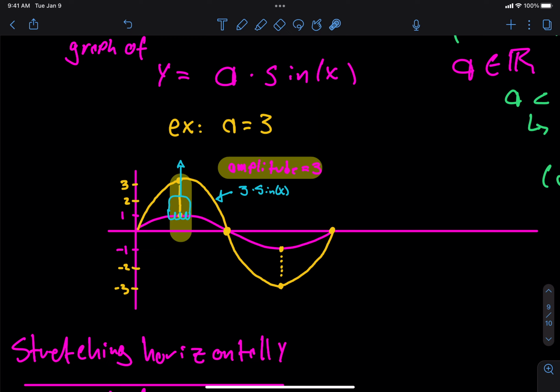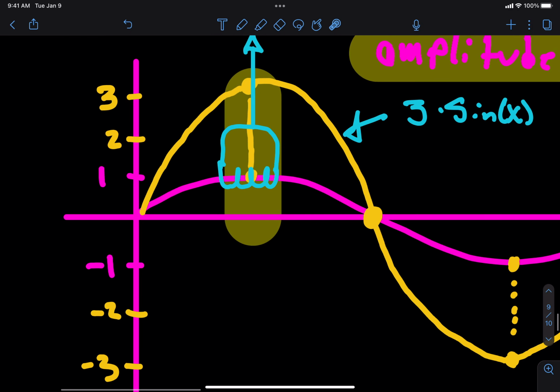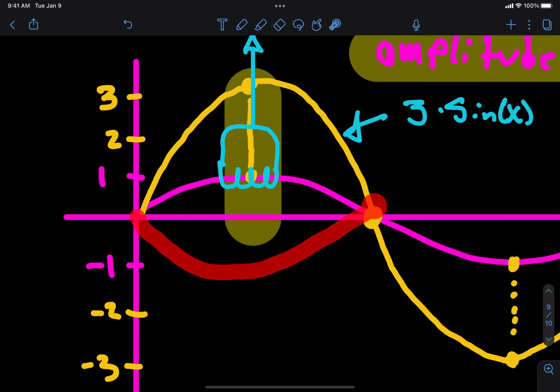If we were going to shrink vertically, well, it would be like a 1/2 here, right? A 1/2 would cause us to have a vertical shrink. Instead of going up to 1, I would go up to just a half, right? To right here, and then like so. And it's still going to pass through the x-axis at the same points because 0 times anything is 0. And if it was like -1, then it would look like this, okay? Because of the reflection, right?